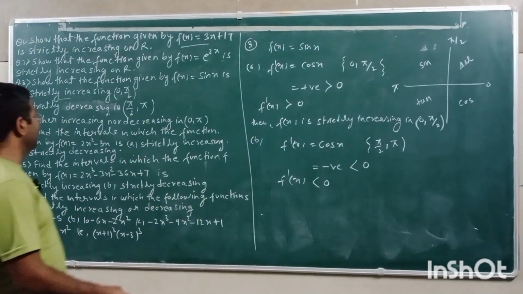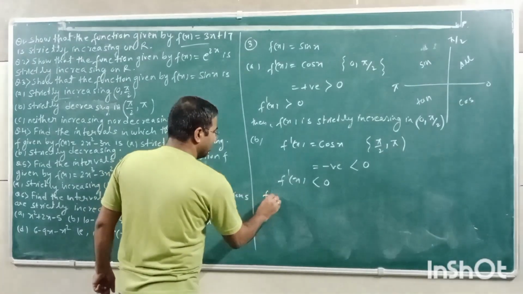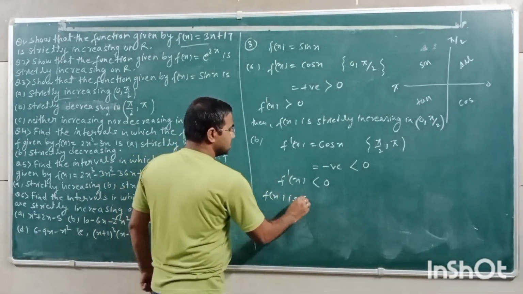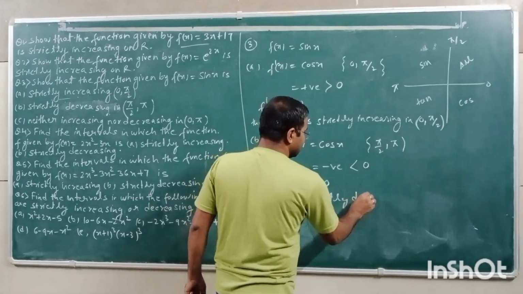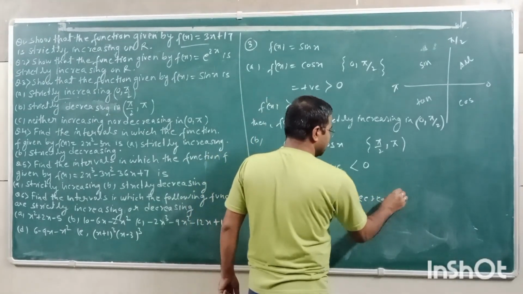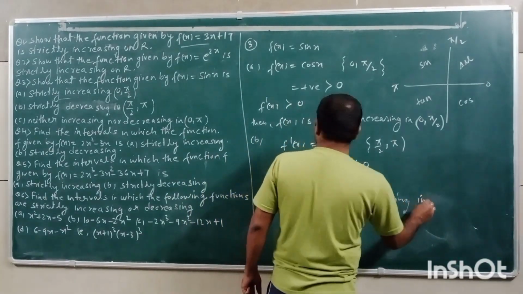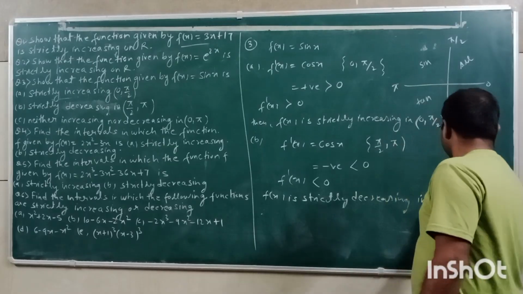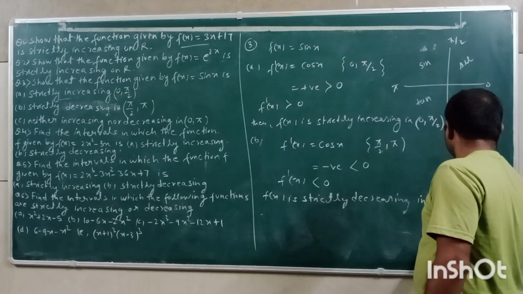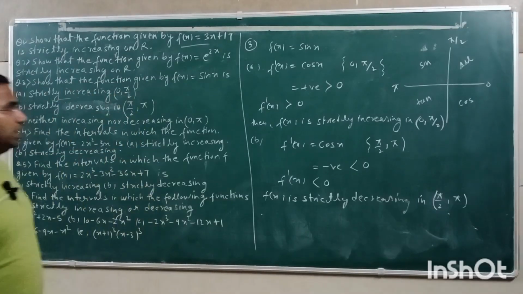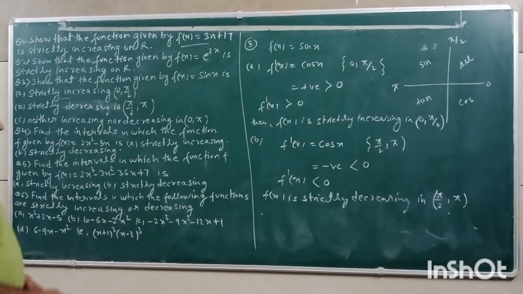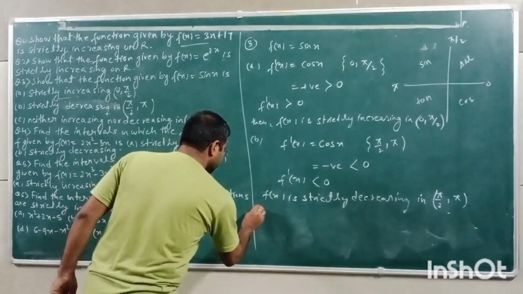So here we will write: f(x) is strictly decreasing in the interval π/2 to π. Okay, now let us see the C1 part.